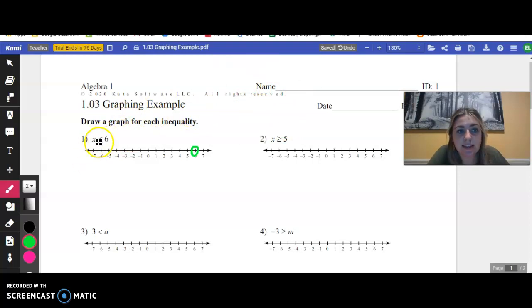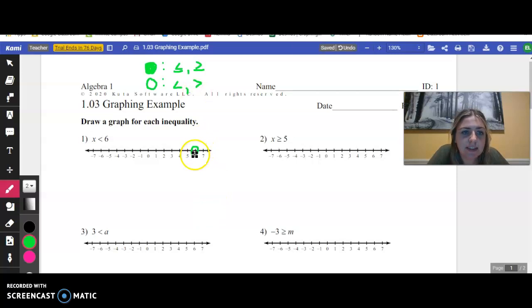Since this is less than, and it doesn't have a line under it, it's not an or equal to sign, so I'm going to leave my dot open. We can remember that when we have a closed dot, that means we are going to use a less than or equal to, or a greater than or equal to. When we have an open dot, that is when we have a less than sign or a greater than sign.